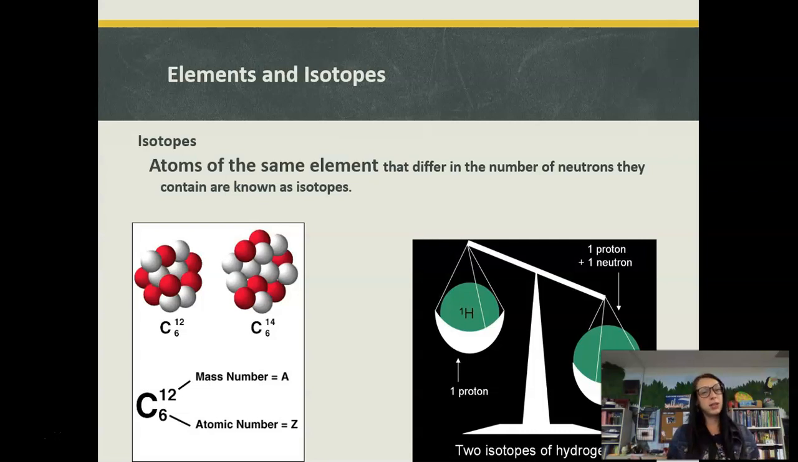Carbon-14 has 8 neutrons. These isotopes are important and used for a number of different things in the body, or in scientific research. This is because scientists can use these different isotopes in order to help tag and trace various processes throughout a living organism's body. Another example would be 2 isotopes of hydrogen that you can see over here. In this isotope of hydrogen, we only have 1 proton. And in this isotope of hydrogen, we have 1 proton and 1 neutron. So, still hydrogen, but with a different atomic mass.